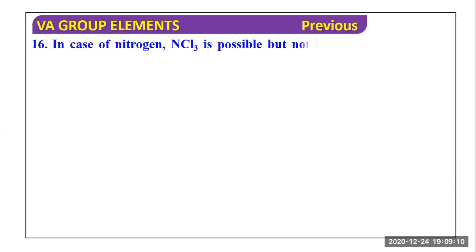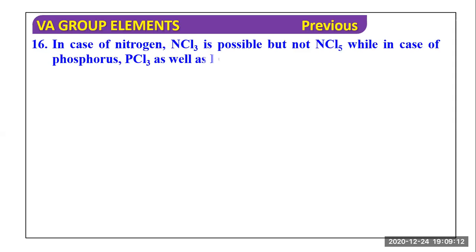In the case of nitrogen, NCl3 is possible but not NCl5, while in case of phosphorus, PCl3 as well as PCl5 are possible. It is due to availability of vacant d orbitals in phosphorus but not in nitrogen. This is correct.